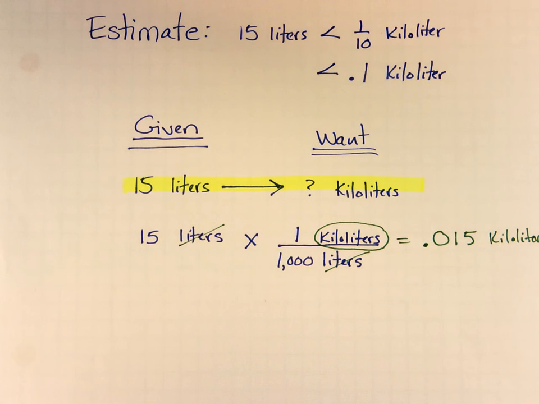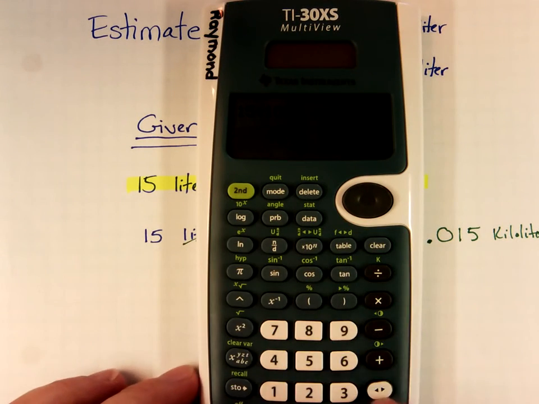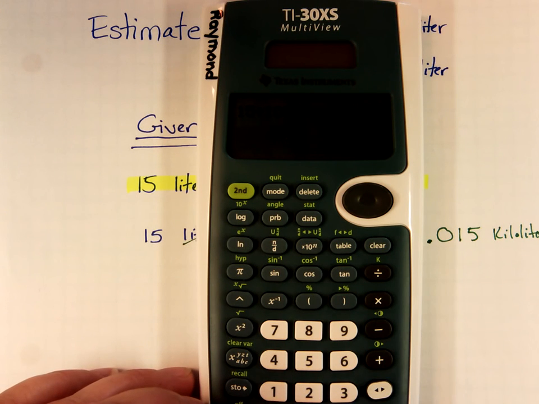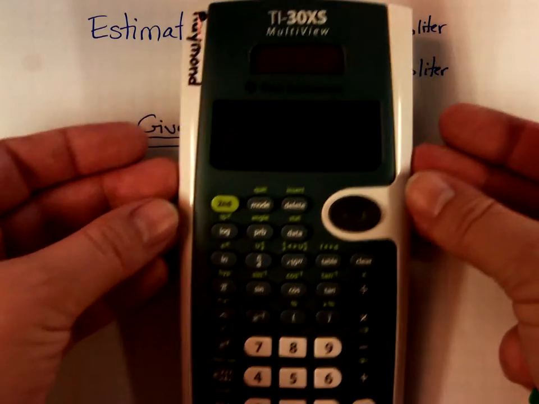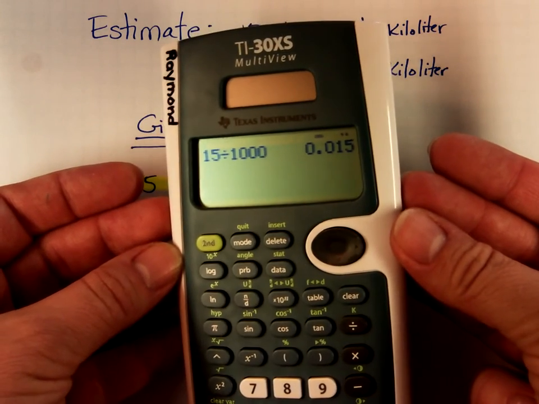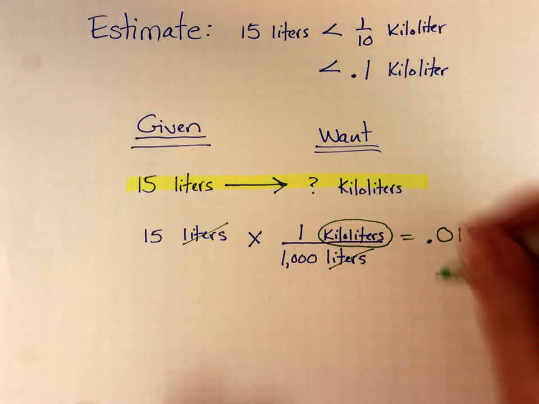Crossed off my liters, and I divided 15 by 1,000. Let's just double check our math. 15 divided by 1,000. 0.015. So check. We double checked our math.